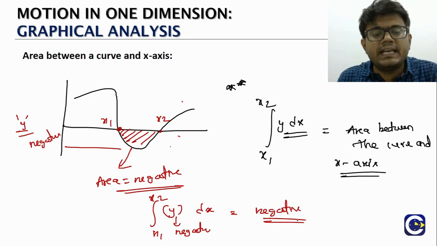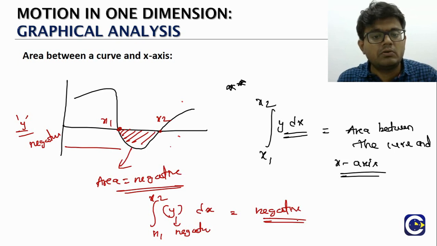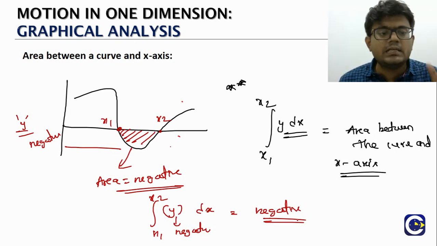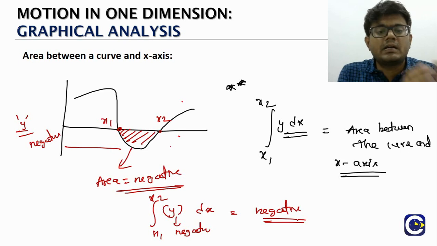So that area, right, we'll have to consider it as what? Negative area. Above the x-axis means positive area. Below the x-axis means we have to take it as what? Negative area. So this is about the significance of area between the curve and the x-axis.